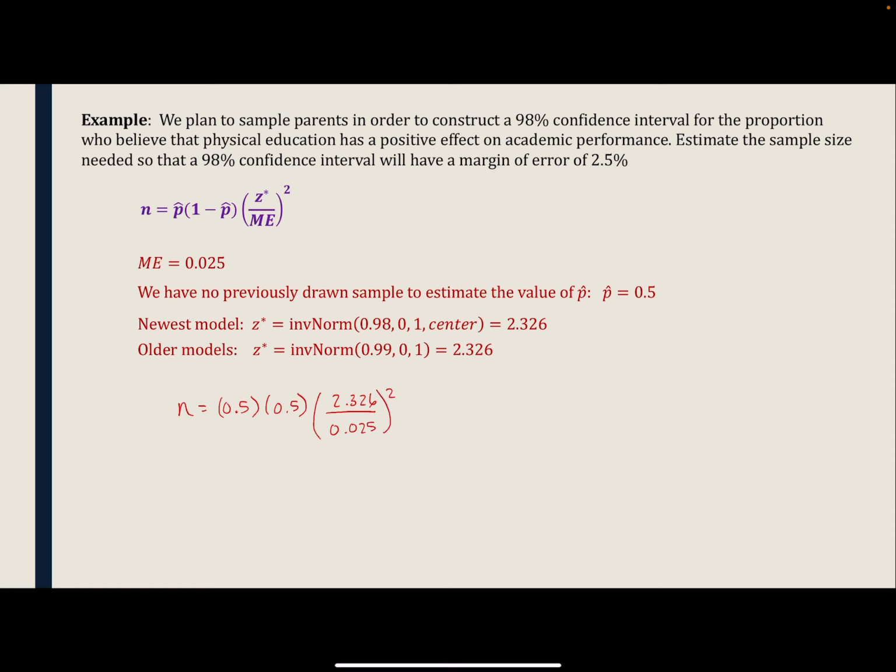Again, you can put that in your calculator exactly how you see it, and you will get 2164.1104. Again, we always round up, and so our n should be 2165. So that's how big our sample should be.